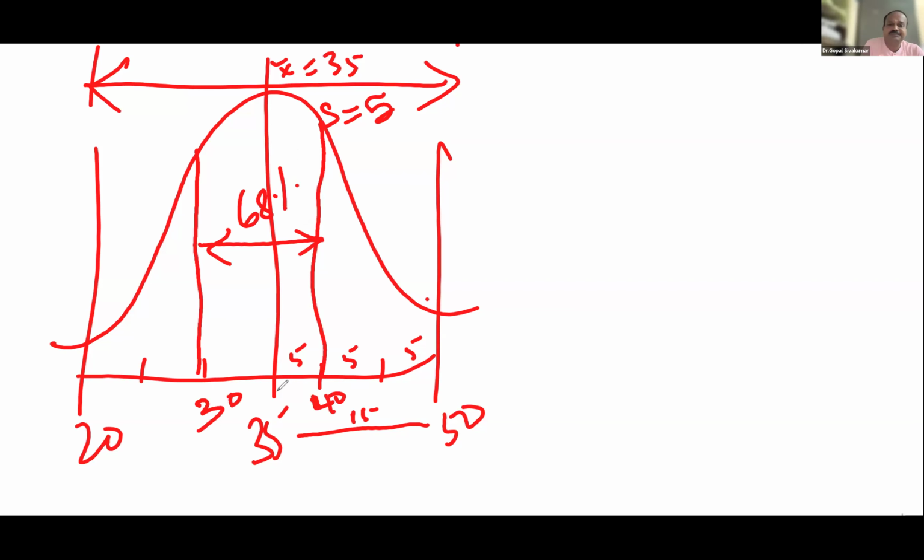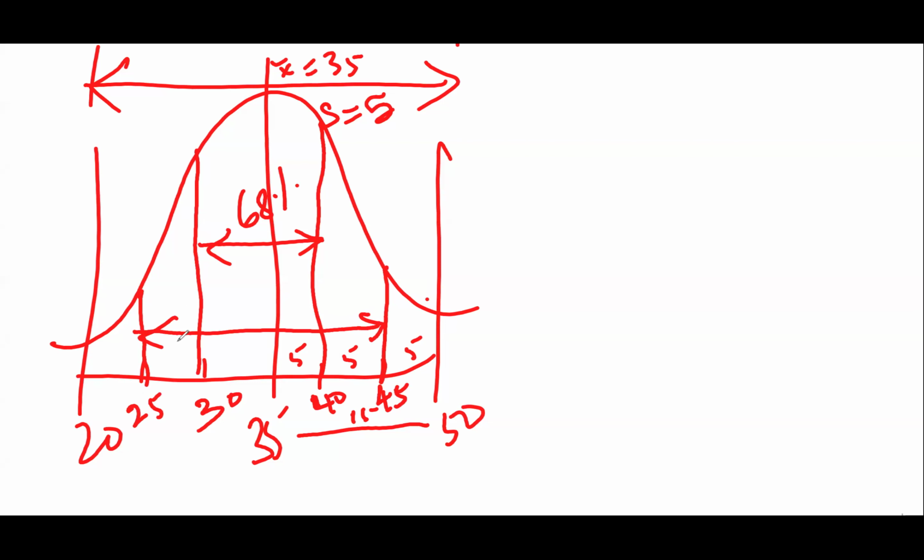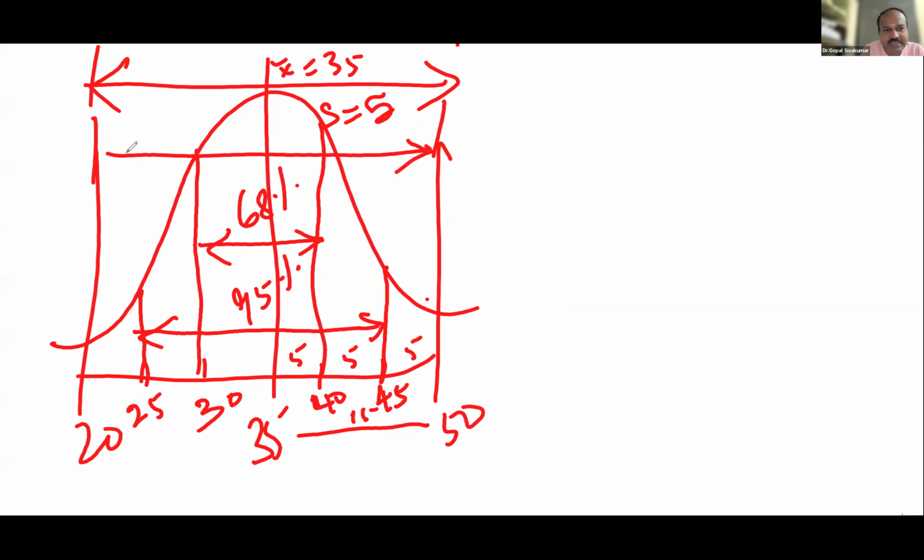Yes. Very good. Now I will go up to this. What is this point? 25. What is this point? 45. Now I want to widen the age group, 25 to 45. Now what percentage of the participants are coming in? Close to 95%. Now what is the last option for me? I should take 20 and then 50. If I take 20 to 50, almost all of you will be coming under it. Yes or no? Yes. That is why I say 99.73 here.